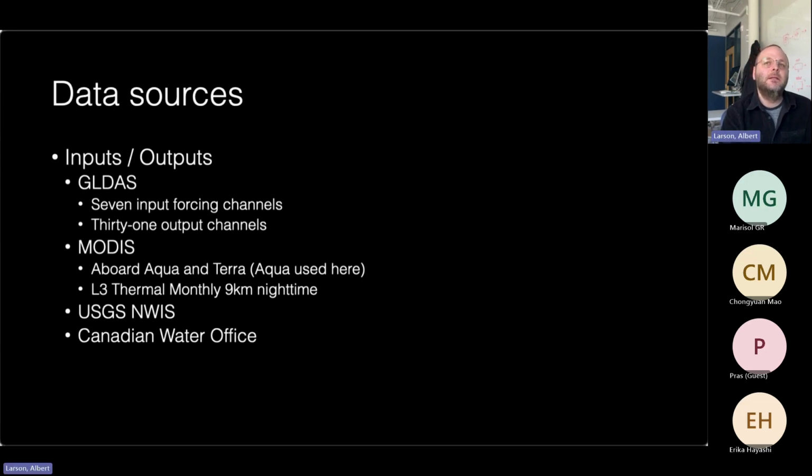That covers the land. MODIS covers the ocean. I used an L3 product, the thermal monthly 9 kilometer resolution nighttime data set.